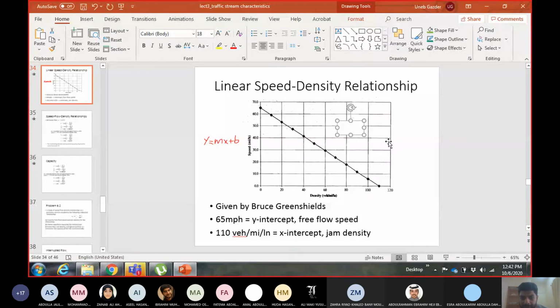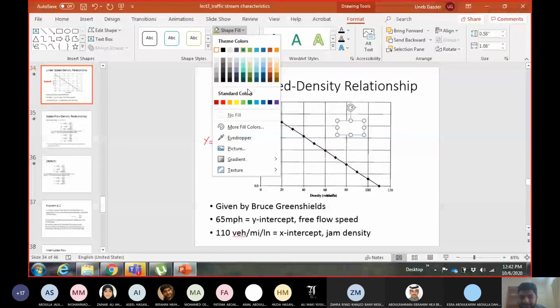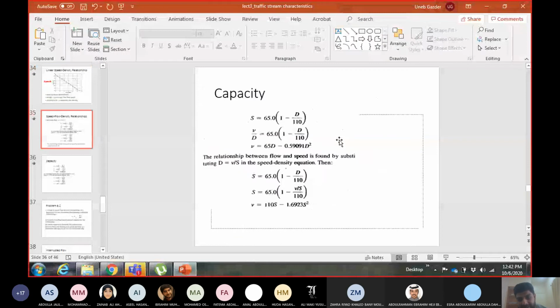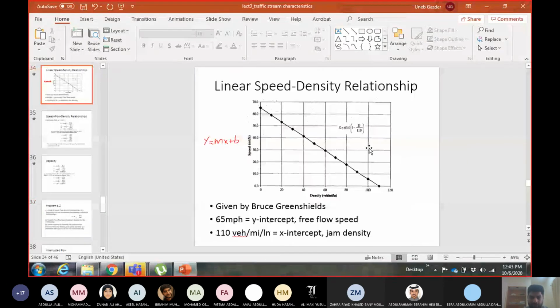Let me show you an example. You can see in this example there are different coefficients in the speed density equation. It's still the same curve, still the same line, but the numbers on the x-axis and y-axis have changed. So the maximum speed is not 65 and the maximum density is not 110. We have a new line for another road or highway, and using that we have plotted this curve and made this equation. Now they are saying calculate everything using this equation.